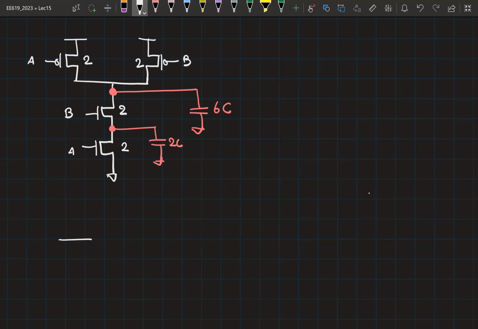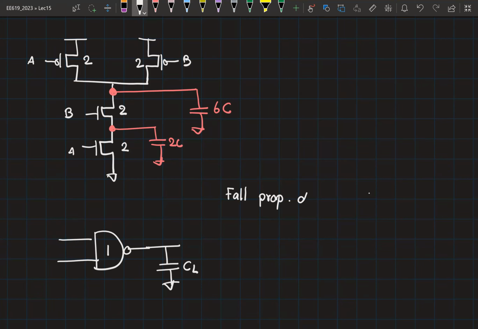Now let's say I take a NAND which is sized 1. So this is the unit NAND 2. And I am driving a load given by CL. Can you quickly calculate the fault propagation delay? So I have basically connected a CL here. Let us draw its RC equivalent.